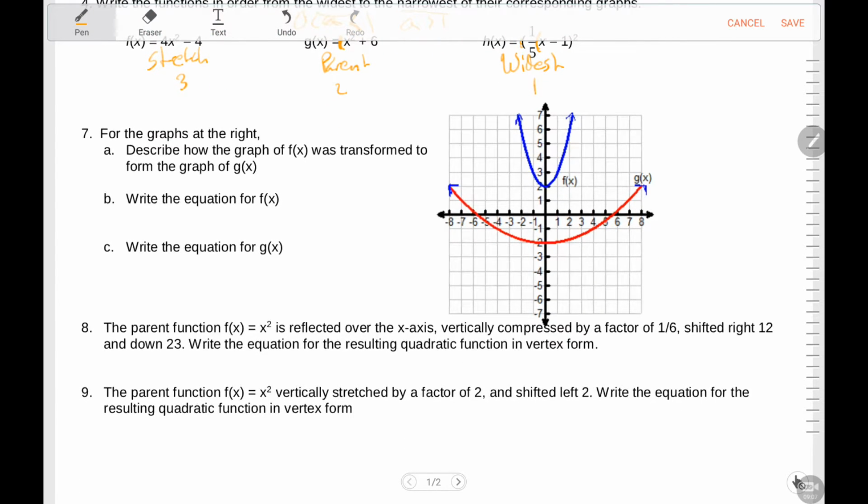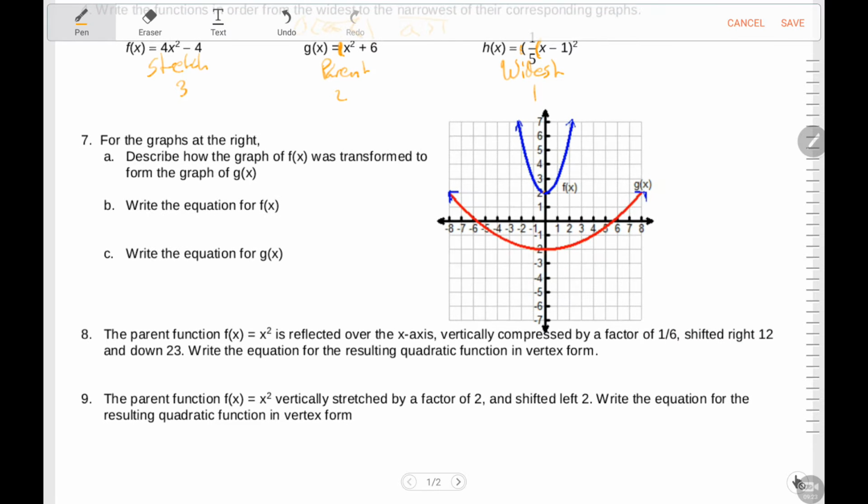For number 7, for the graphs to the right, describe how the graph of f of x was transformed to the graph of g of x. So how was this turned into this? Very simply, we just moved it down. Okay, 1, 2, 3, 4. Down 4, and we stretched it. Or I'm sorry, shrunk it, compressed it.